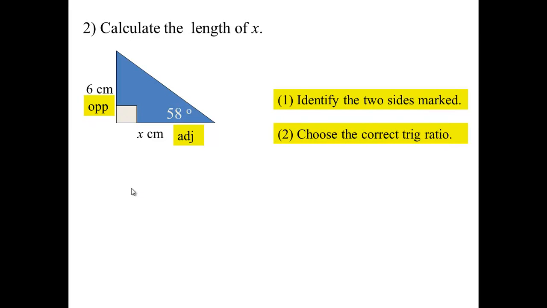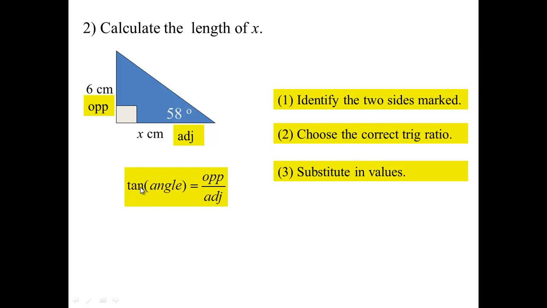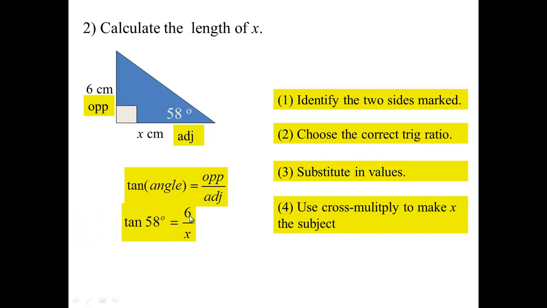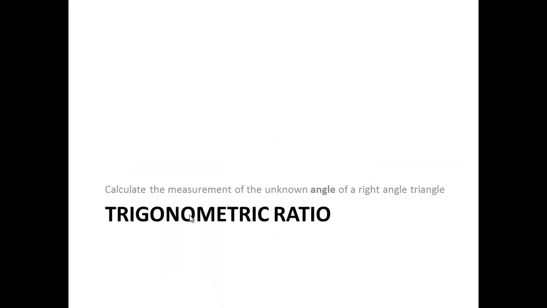We choose the correct ratio for opposite and adjacent, which is the tangent. And we sub in the values, and we have tangent 58 equals 6 over x, and we use the cross multiply to make x the subject. Finally, we solve for the question.